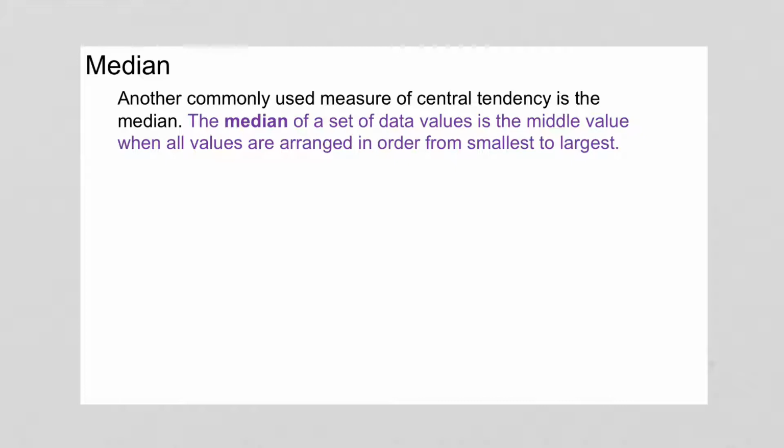Another commonly used measure of central tendency is the median. The median of a set of data values is the middle value. Now, it's not just the middle of the list. You have to order them from smallest to largest and then take the middle value.